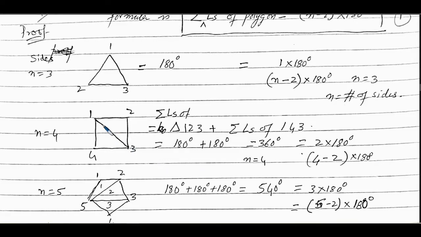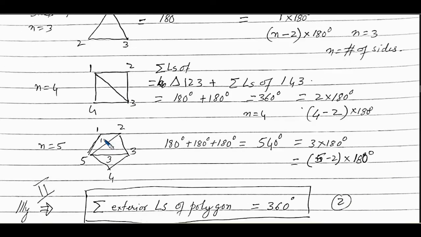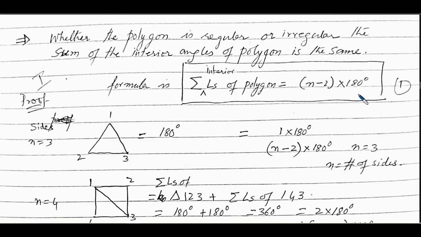I can break this polygon into triangles. How many triangles are there? 2 triangles, so 180 plus 180 is 360. Similarly for n equal to 5, I can break it into 3 triangles. So I have 180 plus 180 plus 180, which is 540. That is 3 into 180. And n is 5, 5 minus 2 is 3. So that's why this formula is (n minus 2) into 180.